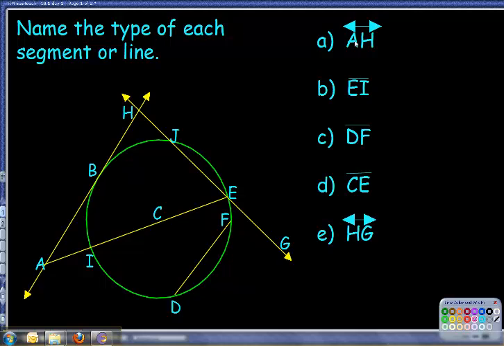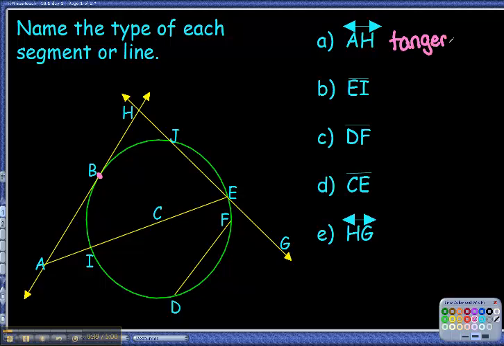So let's start with AH. AH is a line. They tell us that we're looking at line AH. We notice that it has one point that's on that circle. That one place that it touches the circle is called our point of tangency, making this a tangent line. So line AH is a tangent. Now, segment EI, we notice that it's a segment. It has two endpoints, and those endpoints are on the circle. But this segment also contains the center of the circle, making it the diameter.